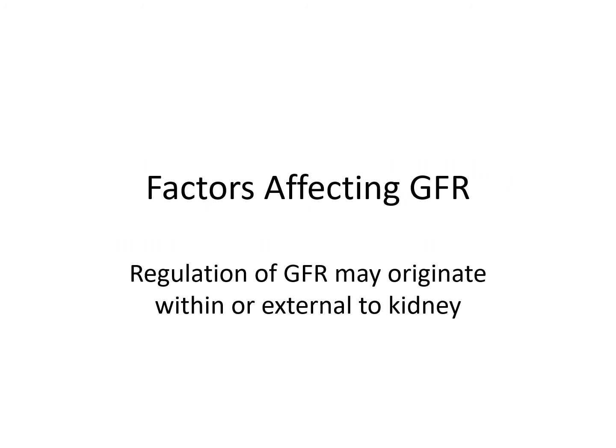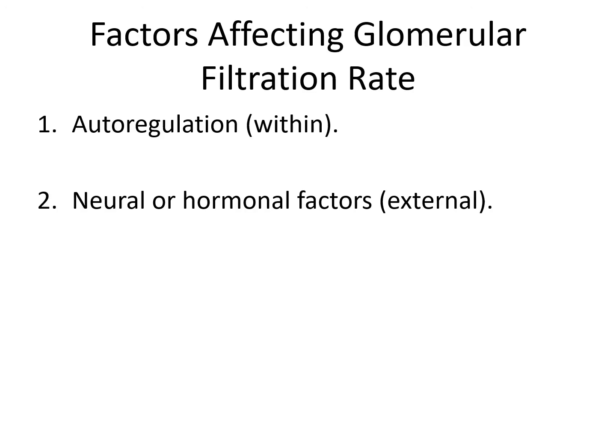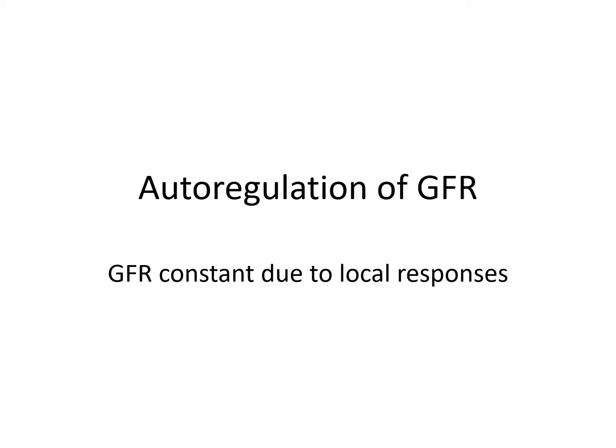Now, what other factors affect the glomerular filtration rate? Okay, well, there's different factors, and these may originate within or external to the kidney. And if they're within the kidney, we call it autoregulation, because it doesn't require any external control. If it's external, it's usually controlled by neural or hormonal factors.